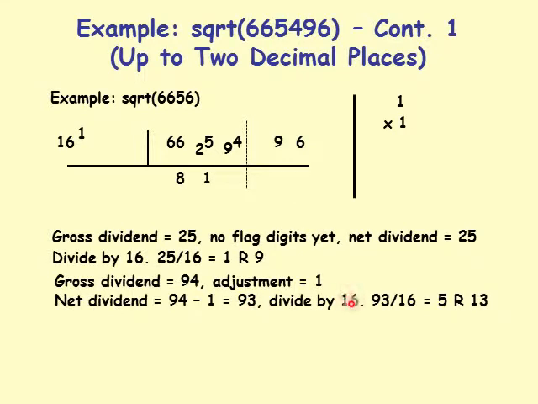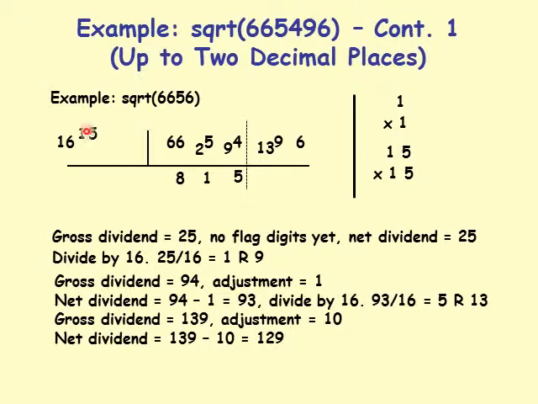We divide 93 by 16, which is 5, remainder 13. So 5 is the quotient digit and 13 is the remainder. The 5 goes in the quotient and in the flag, and 13 comes in here. Gross dividend is 139. The adjustment is 10. Let's see where 10 comes from. It's the duplex of 15. The duplex of 15 is 1 times 5 plus 5 times 1, which is 5 plus 5, which is 10. Net dividend is 139 minus 10, which is equal to 129.